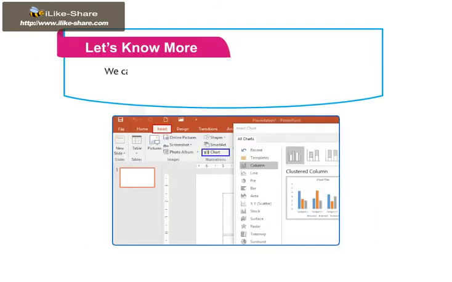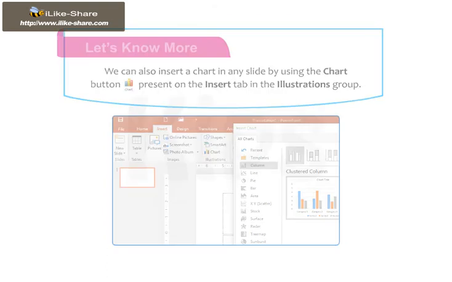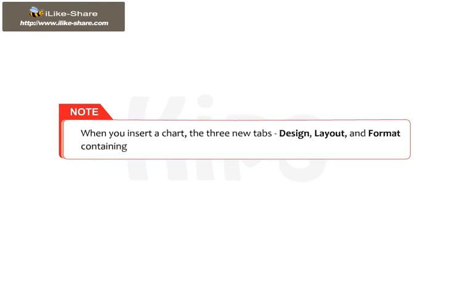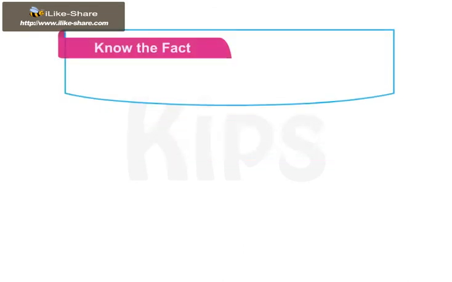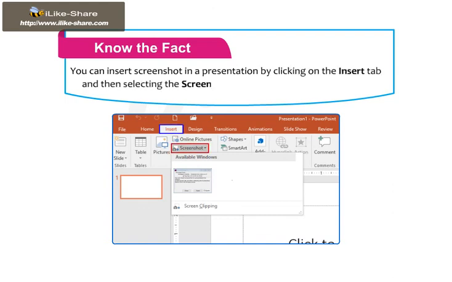Students note that we can also insert a chart in any slide by using the Chart button present on the Insert tab in the Illustrations group. Also note the fact that when you insert a chart, the three new tabs Design, Layout and Format containing various chart tools and commands appear on the ribbon. These commands allow you to modify and format the chart. Another important point is that you can insert a screenshot in a presentation by clicking on the Insert tab and then selecting the Screenshot button from the Images group.